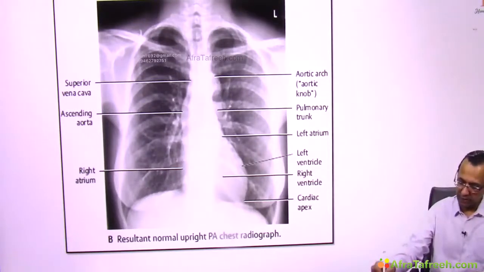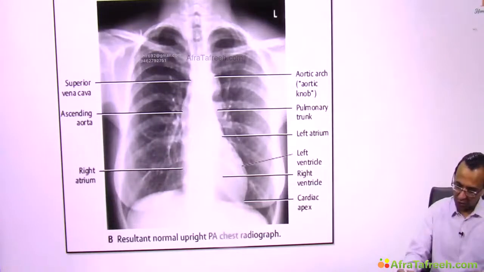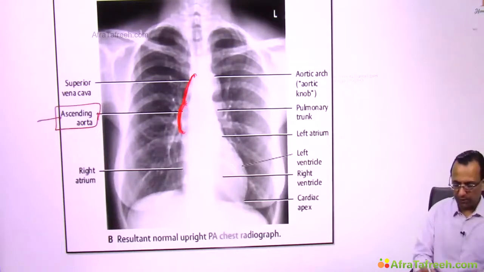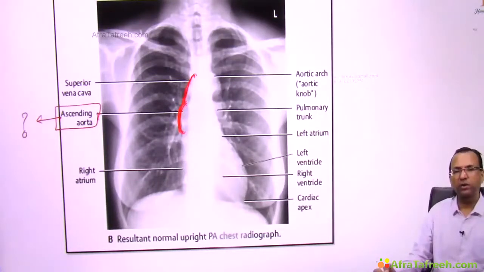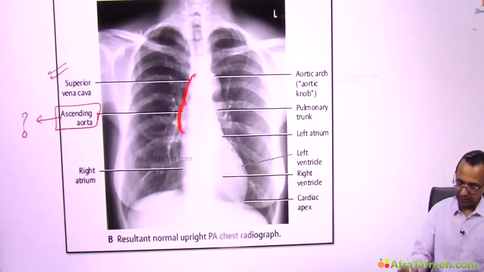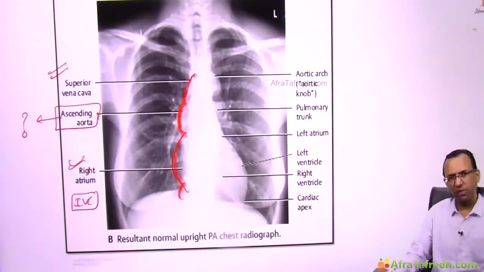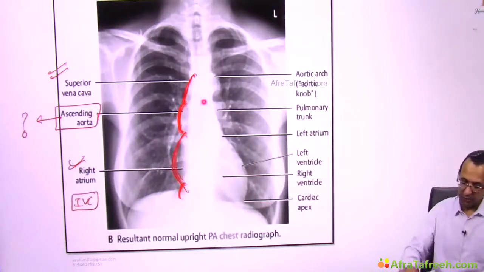But see, what they are showing is the superior vena cava and ascending aorta. So what is wrong about that? Ascending aorta cannot be in the right border of the heart on chest X-ray, but it is shown there. Yeah, that's doubtful. Then what should be there? It should be superior vena cava and the right atrium and the inferior vena cava. So you are telling that ascending aorta should not be there normally? Yeah, I don't think that it should be there.